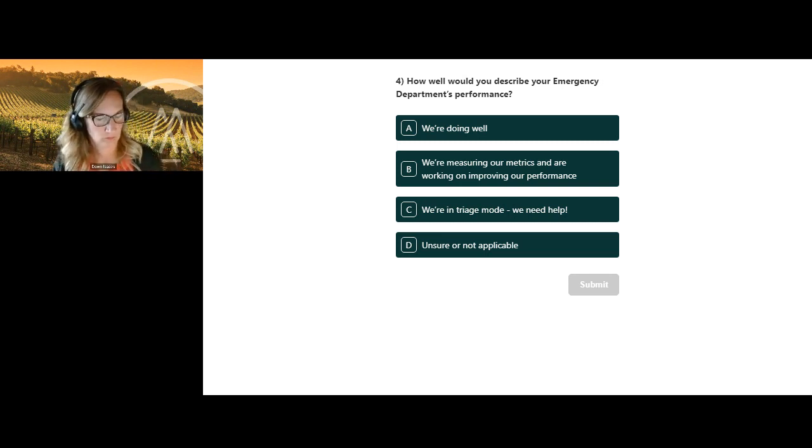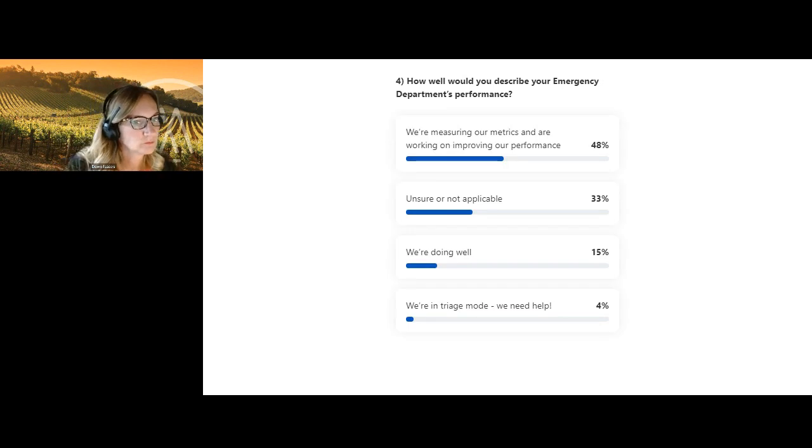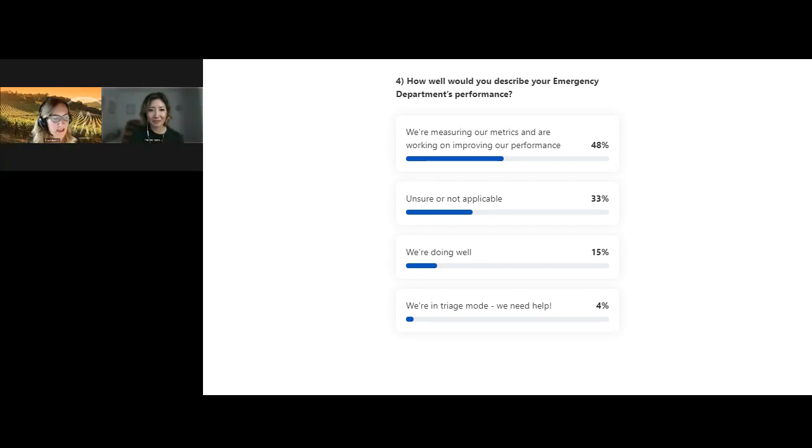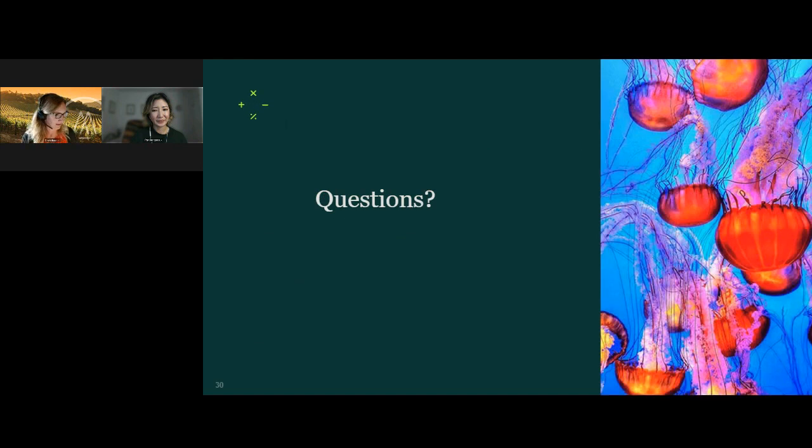And here are the results. Measuring our metrics, working on improving our performance. That's great. It's good to at least start with knowing your metrics, setting some goals, working with others throughout your organization to do that, so that our patients and our staff get the best benefit they can. So with that, thank you so much. I think we covered most of the questions that were listed. If we didn't for some reason, we'll certainly get back to you, but we appreciate all of the time that you spent with us today. Back to you, Amy.